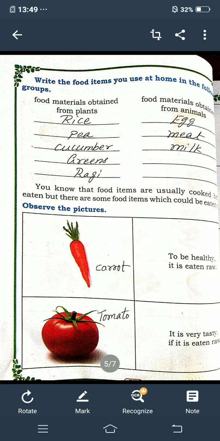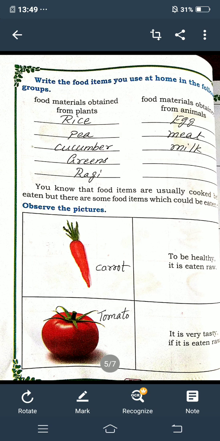Okay, next, you know that food items are usually cooked before eaten, but there are some food items which could be eaten raw. So some food items we cook and eat. Still some food items we will eat like that only. So which are that one? They are given the picture here.